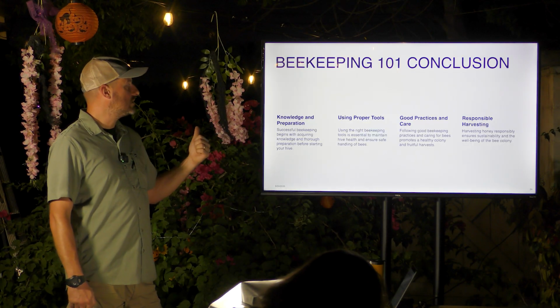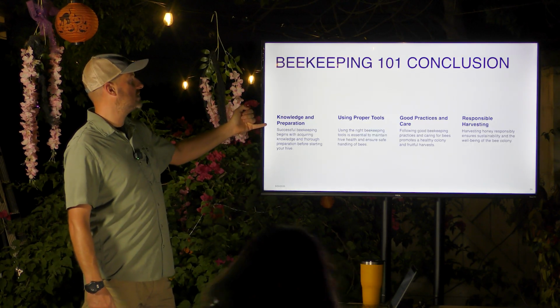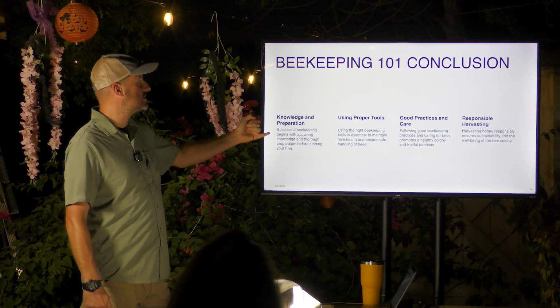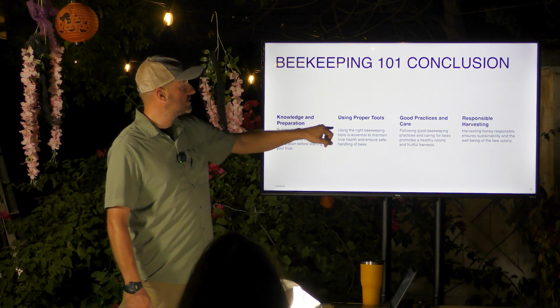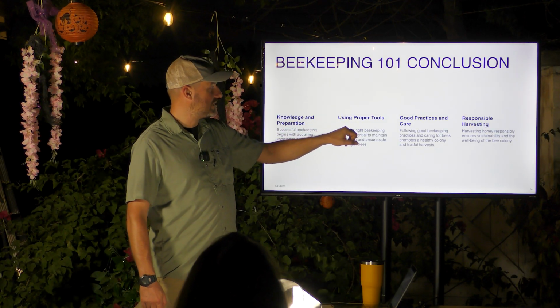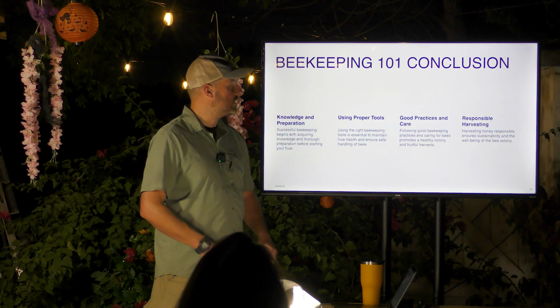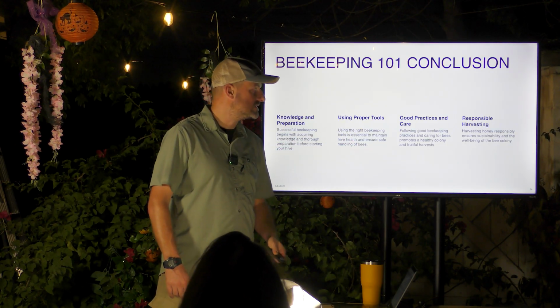So, Beekeeping 101 conclusion. We went over a little bit of knowledge to help you be successful in your beginning beekeeping ventures. We showed a few tools, and then we went over some good practices, best practices, and then went over a little bit of responsible harvesting techniques.